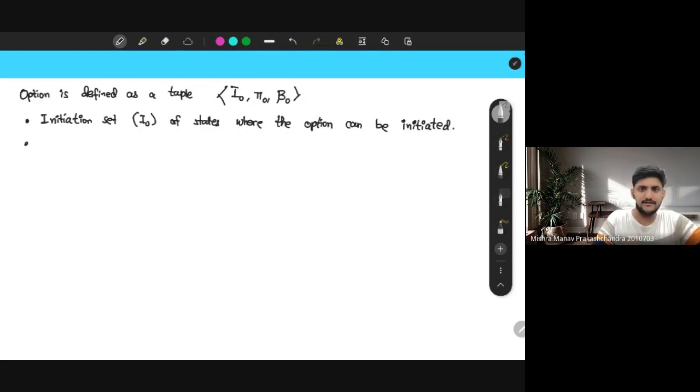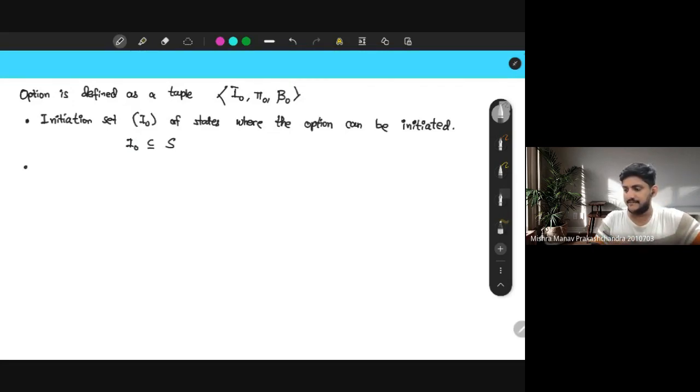Before that, I should define this: the initiation set I_o belongs to the state space. It's a subset of the state space.